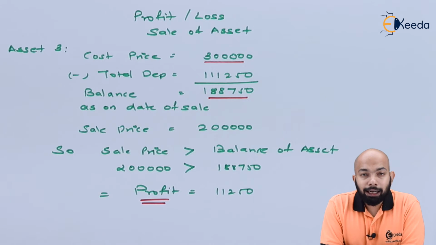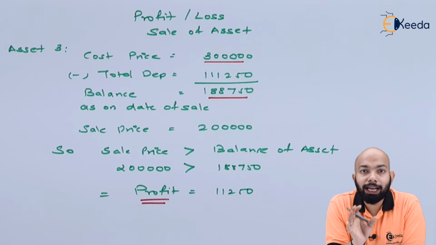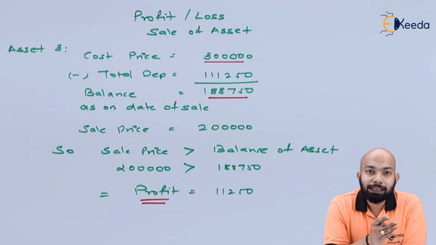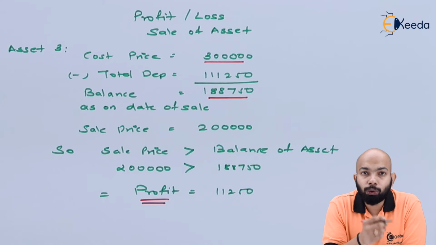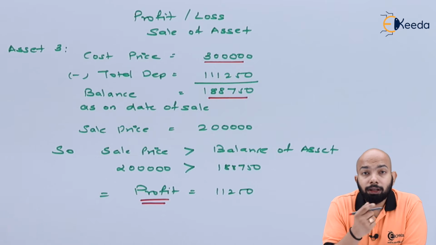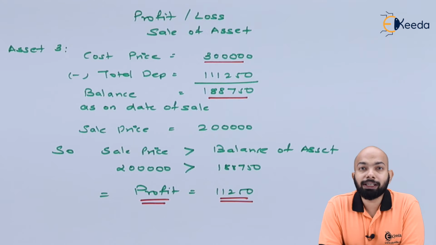So if you sell the asset at a price higher than this, that means there is a profit, because the actual value of that asset, that means the market value of that asset, is 1,88,750. So if you sell this specific asset above this price, there is a profit. Or if you sell this asset at a price lower than this value, it is a loss. In this situation, we have sold this asset for rupees 2 lakhs. So there is a clear profit here, which is 11,250. That means the sale price has been greater than the balance of the asset, or the market value of that asset as on date of sale. Hence, we have a profit here.